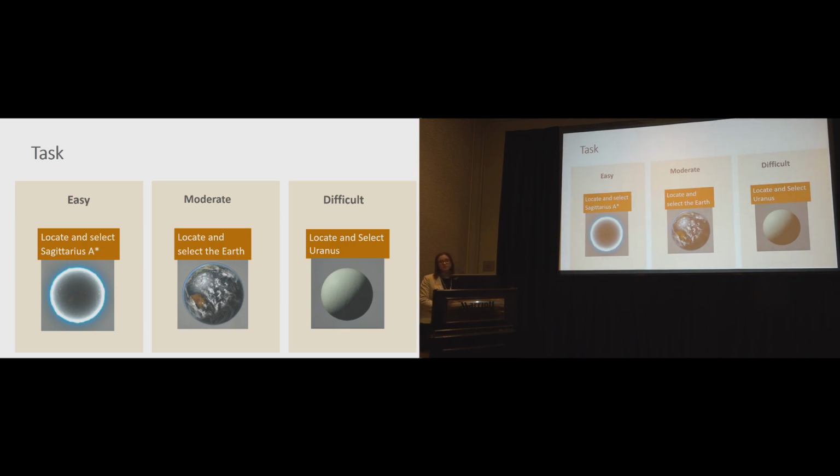The task we piloted in order to be able to identify easy, moderate, and difficult levels in this task. So the users had to go in this application and identify objects. So one was Sagittarius A star, Earth, and Uranus. And the difficulty is according to the search behavior, the visual search behavior that the user has to perform in order to identify these objects.